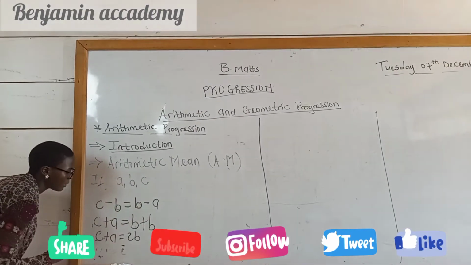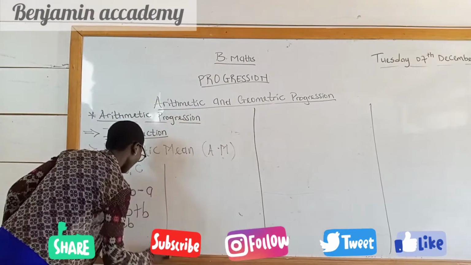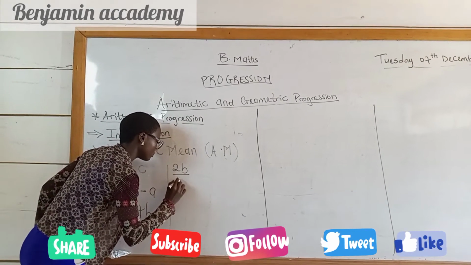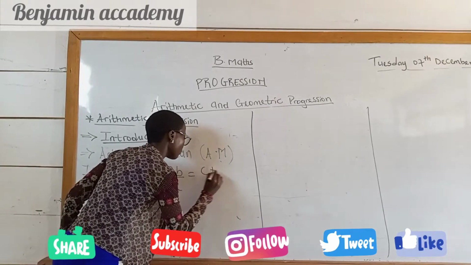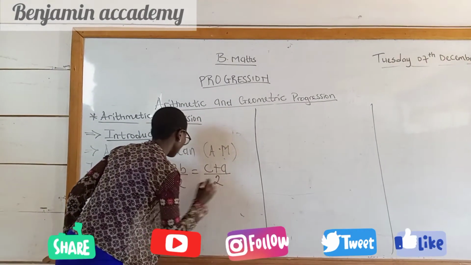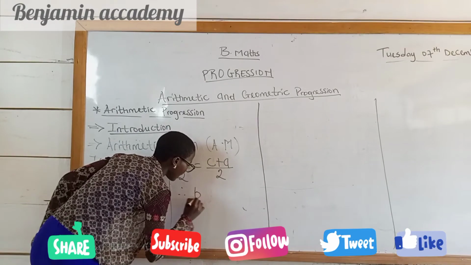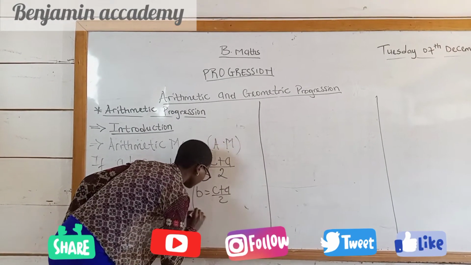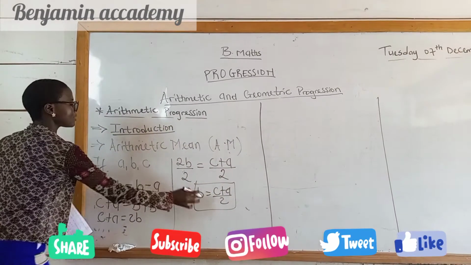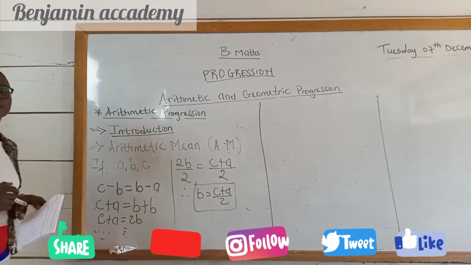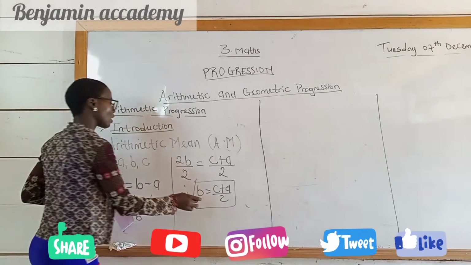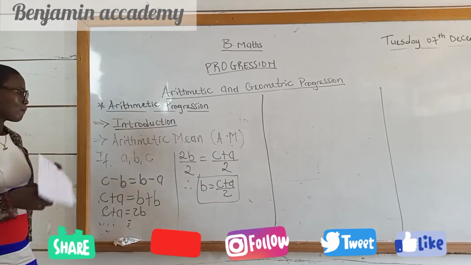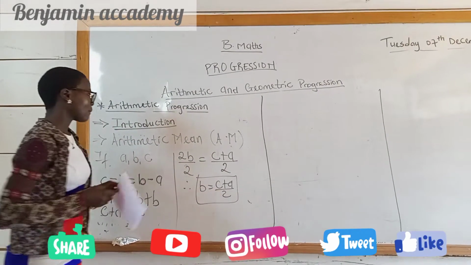B plus B, 2B. We will now say 2B divided by 2 is equal to C plus A divided by 2. Therefore, B is equal to C plus A divided by 2. This B is the arithmetic mean, and it's also the second term in an arithmetic progression. That's how you calculate your arithmetic mean.